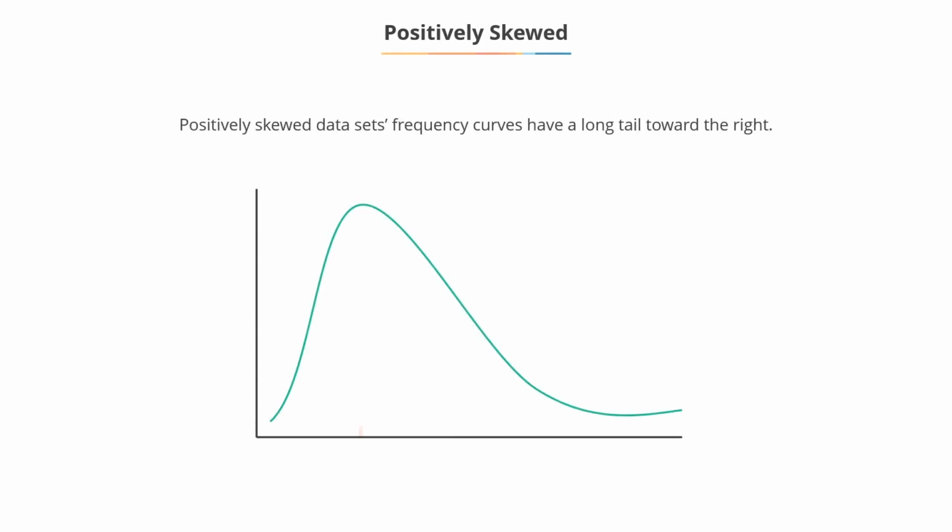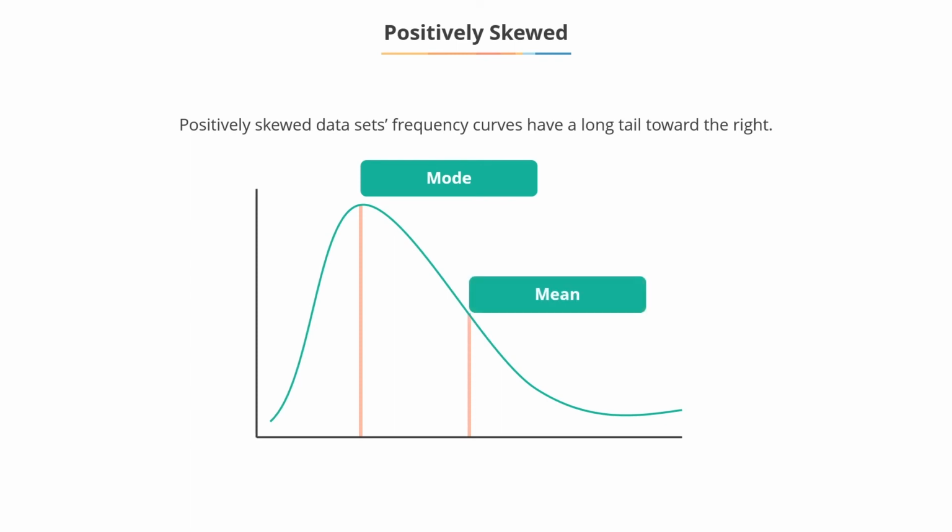Now consider that the data set is positively skewed, that is, the frequency curve has a long tail toward the right. The modal value occurs to the left, and as the arithmetic mean is impacted by large values, it will be larger than the mode, and the median will lie in between and closer to the mean.